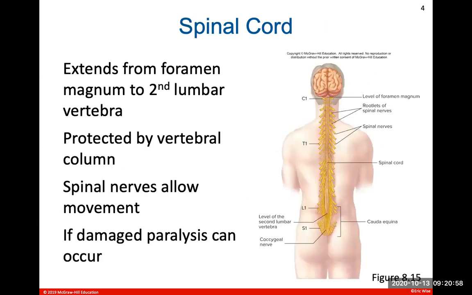Here's a look at our spinal cord. It extends from the foramen magnum to L2, which is your second lumbar vertebra. It's protected by the vertebral column, which is your vertebrae bones. The spinal nerves allow for movement. They come off of the spinal cord. And if damaged, paralysis can occur, depending on what segment of the spinal cord was damaged.